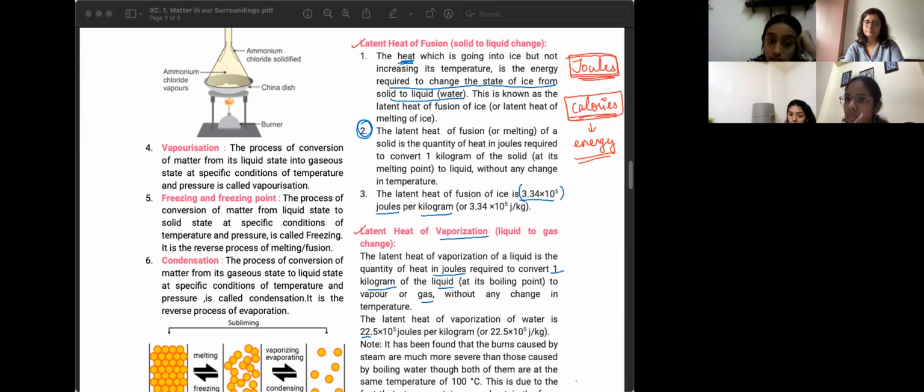Do we need to write latent heat of vaporization as well? Yeah, just the definition. So the first para, right? Correct. Yeah, that sentence.